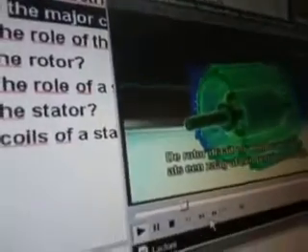The electric motor has just two main components, the stator and the rotor. The rotor is the rotating component that gets attached to machinery like saws and pumps.